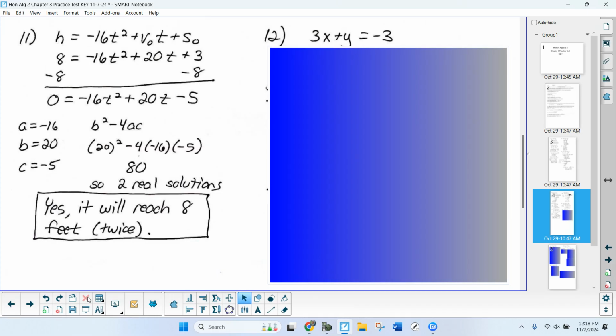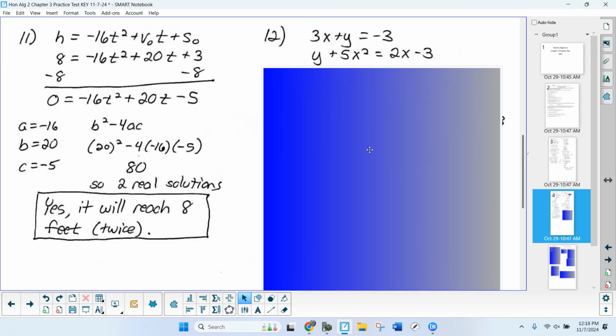Number 12. This is the one that I had a lot of people say they just really didn't remember how to do. Solve by graphing. Use your calculator. All right, so talk me through what you did, Paige, to get started. Before we could even go to our calculator, what did you have to do to these equations?